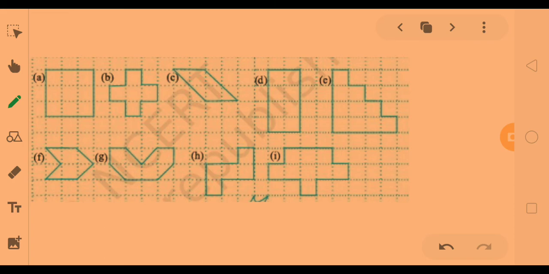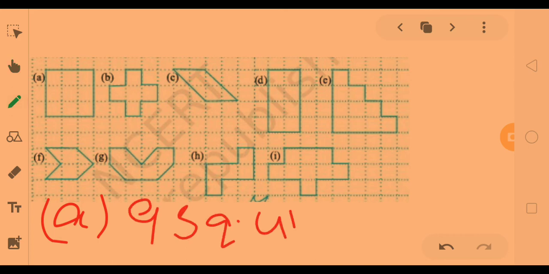Let us move on to the next one. Next figure, you can see some figures. Finding the area of these figures is quite easy. Only some figures have full squares, and some have full squares and half squares. So it is easy for us to calculate the area of these given shapes. First one, A. So what is the area? Only full squares are there. So 1, 2, 3, 4, 5, 6, 7, 8, 9. So the area is 9 square units.